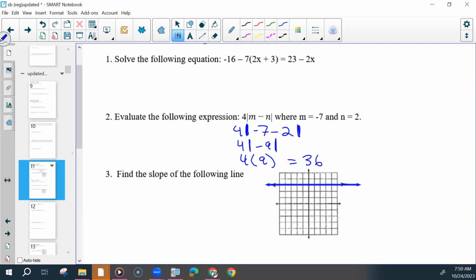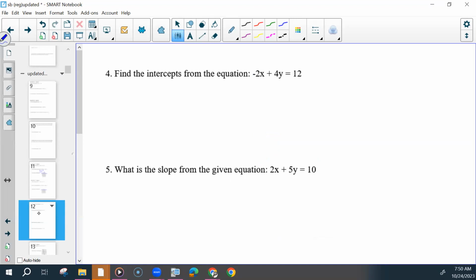Questions on? Wait, you think it's like... Simplify. For evaluating, that's how it works. If it asks you to solve it, that would be different.